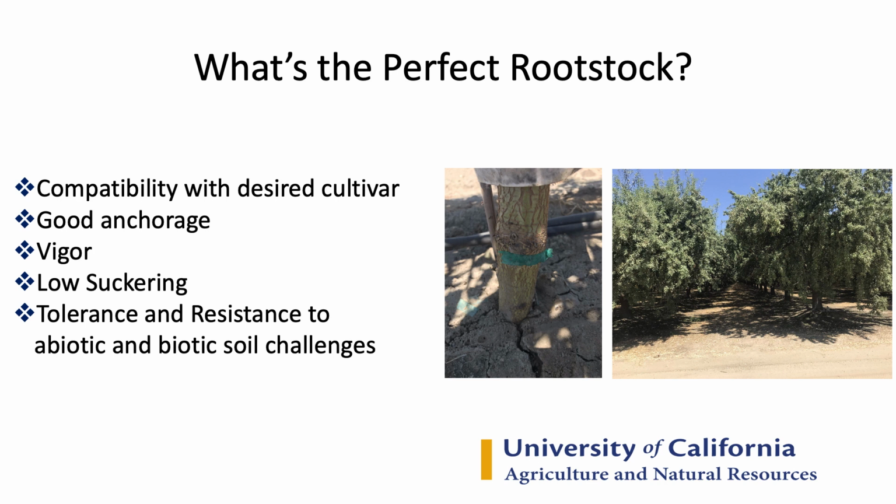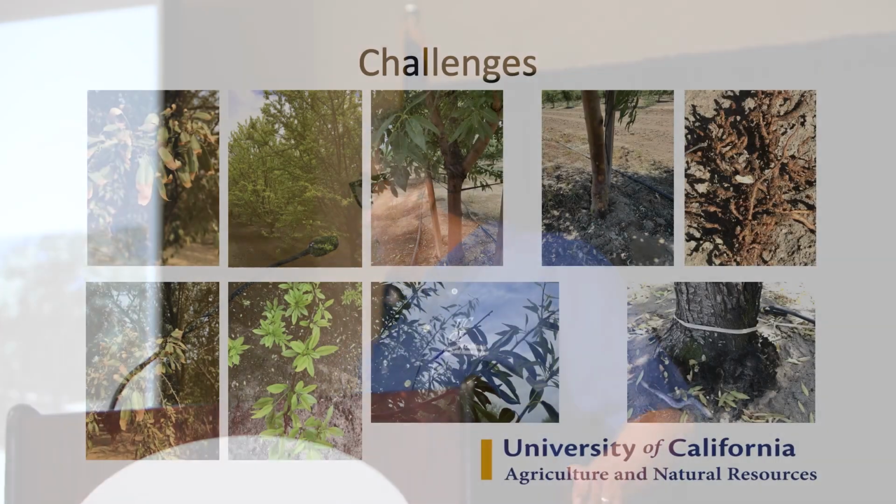We definitely need a good anchorage so we don't lose trees and we are able to harvest them and don't lose yield. Good vigor, because vigor is correlated with yield. Definitely low suckering, and the most important part as a tool is its tolerance to abiotic conditions, such as salty soils, or biotic conditions like diseases.